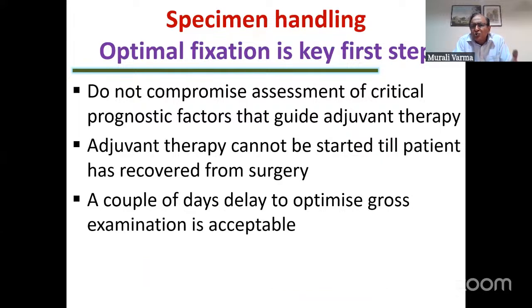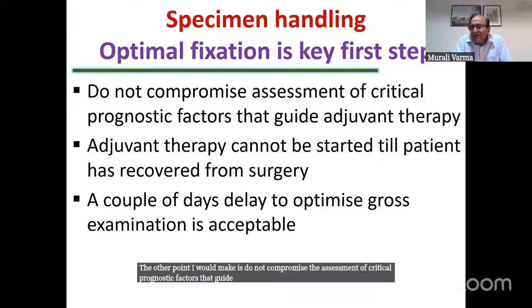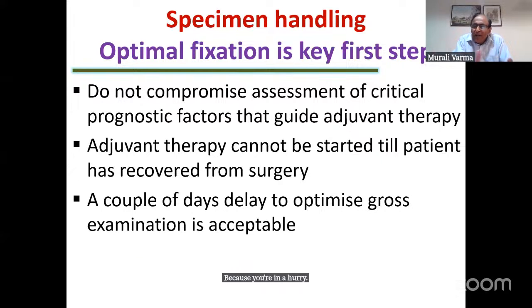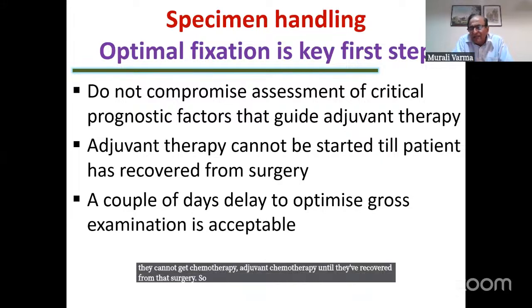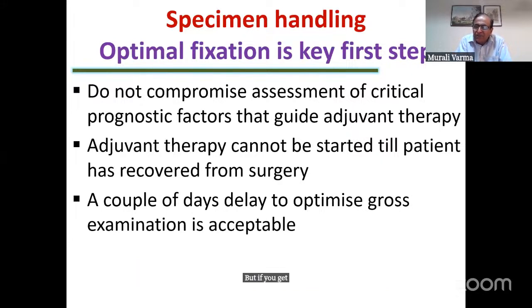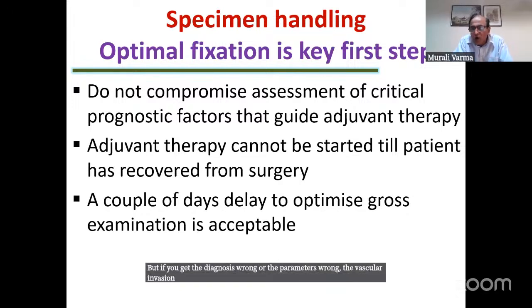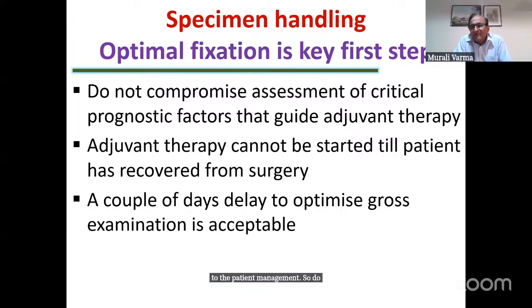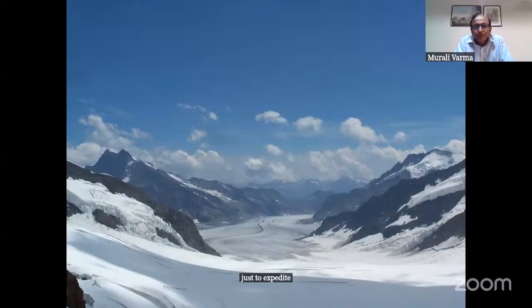The other point I would make is do not compromise the assessment of critical prognostic factors that guide adjuvant therapy because you're in a hurry. When a patient has major surgery, like a cystectomy or a colectomy, they cannot get adjuvant chemotherapy until they've recovered from that surgery. So a couple of days delay in the reporting is not going to do any harm. But if you get the diagnosis wrong or the parameters wrong, the vascular invasion and the other important parameters, that could have serious impact on the patient management. So do not compromise the final report just to expedite the report.